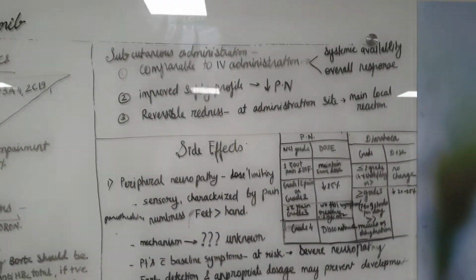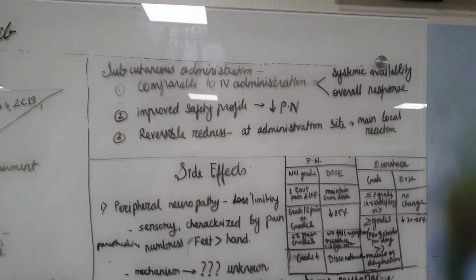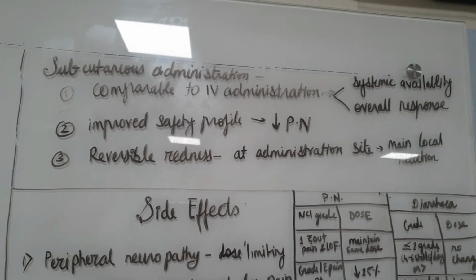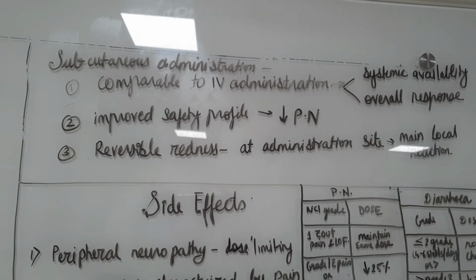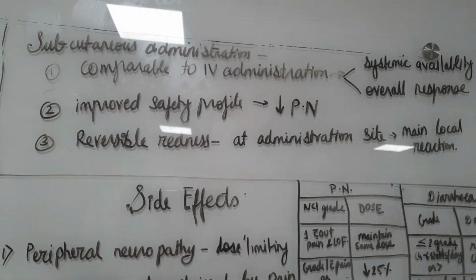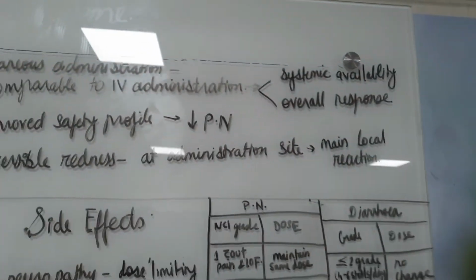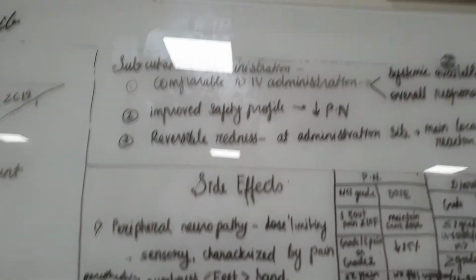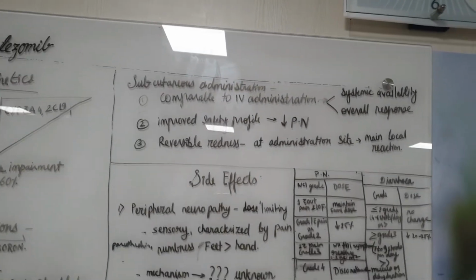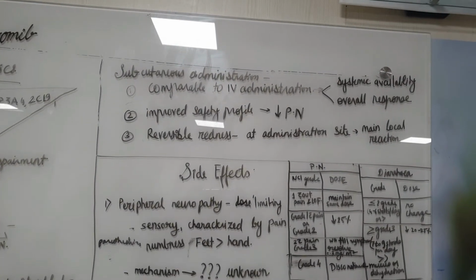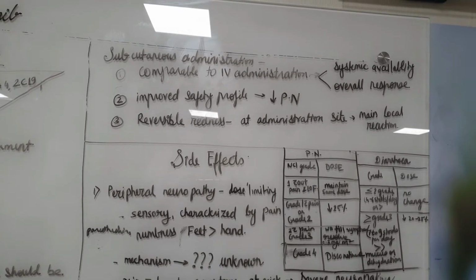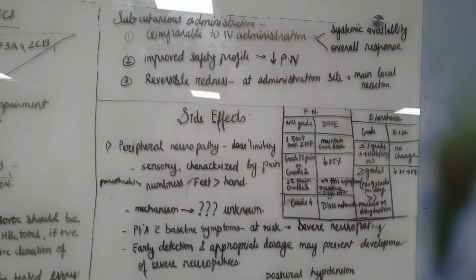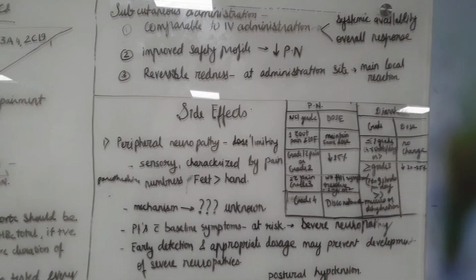Coming to the route of administration, this can be administered either subcutaneously or intravenously, but it has been noted that subcutaneous administration has comparable effects as compared to IV administration. When we give it subcutaneously, we note that the systemic availability and overall response are the same as with IV administration. Along with this, it also has been noted there is an increased safety profile and decreased chances of peripheral neuropathy with subcutaneous administration. The only common side effect noted is a reversible redness at the site of administration.